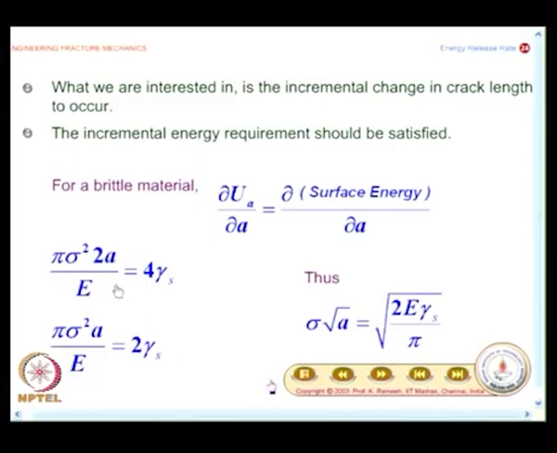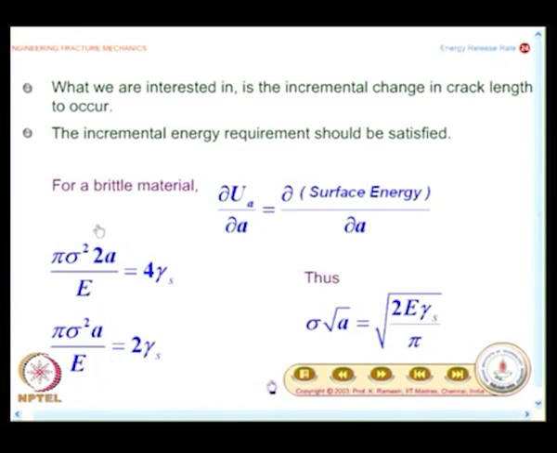If you differentiate with respect to A, you will get pi sigma squared 2A divided by E equal to 4 gamma s. If you differentiate with respect to 2A, you will get pi sigma squared A divided by E equal to 2 gamma s. In fact, if you simplify this, you will come to this step.